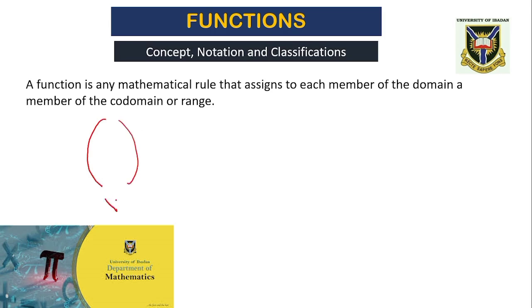Let me call this set X, which contains some members, which I can say maybe A, B, C, D. Okay. And if I have another set, say set Y, and say we have the members of this set to be U, V, X, W, and Z, okay? So any mathematical rule that relates this set X to this set Y is said to be a mapping or a function. And such a mapping does this, okay?